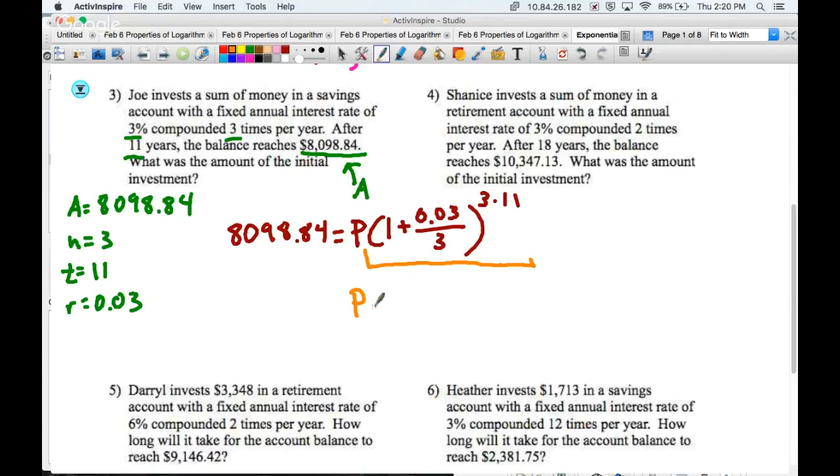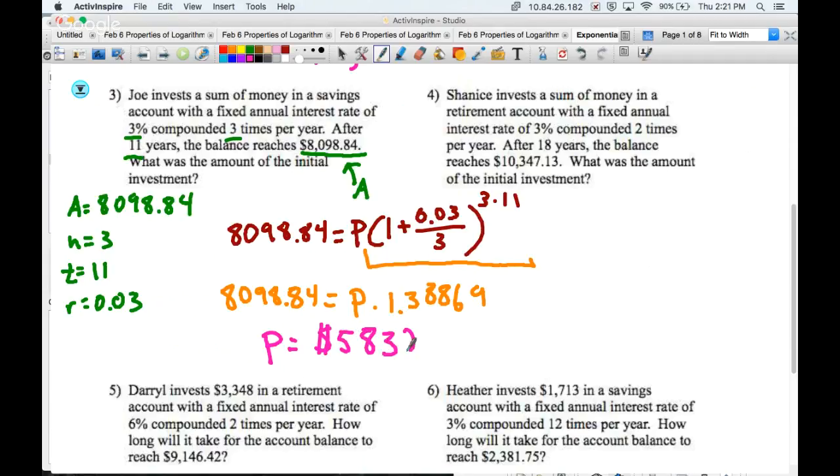Or 1.3886 equals 8,098.84. I'm just going to save this number in my calculator so that I can preserve precision here. Divide both sides by that number, and we'll get that our principal is equal to, press second answer, $5,832 if we round to the nearest cent.